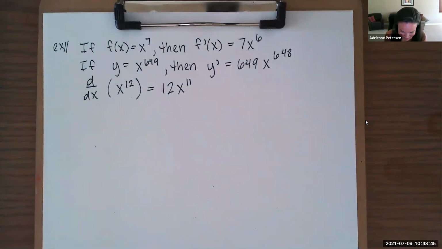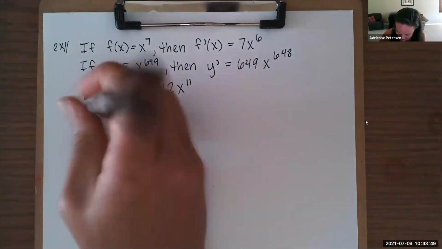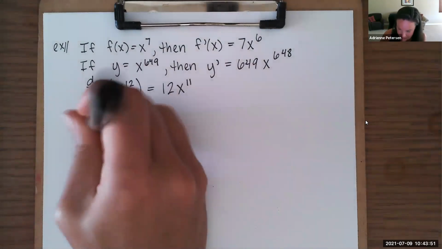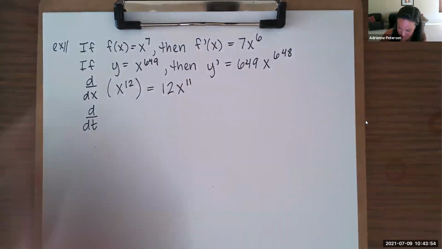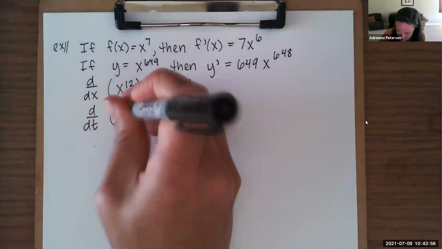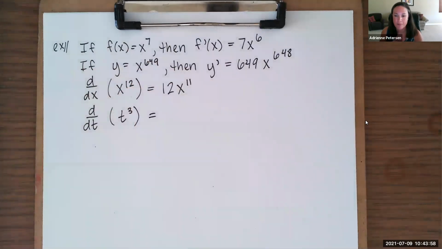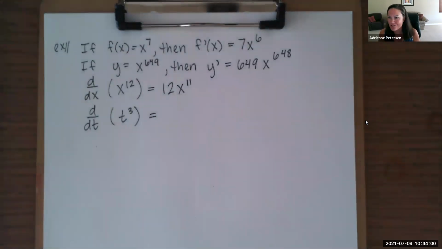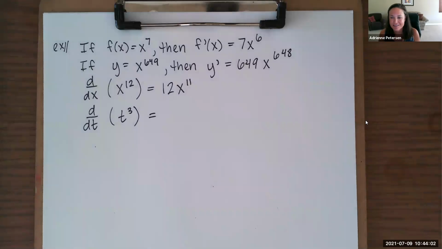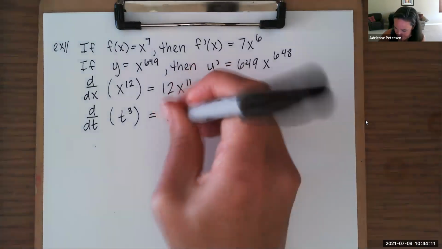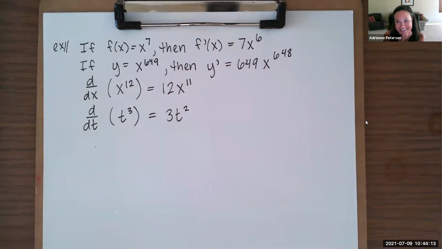All right. How about in the chat box now, I'll have you guys give one a try. How about d/dt? So now we're taking the derivative with respect to t of t cubed. In the chat box, tell me, using whatever shortcut notation you want, what do you think the derivative of t cubed is? Yeah, 3t squared, great.